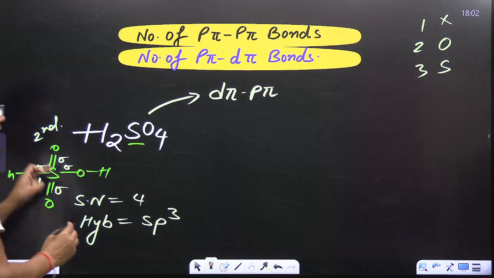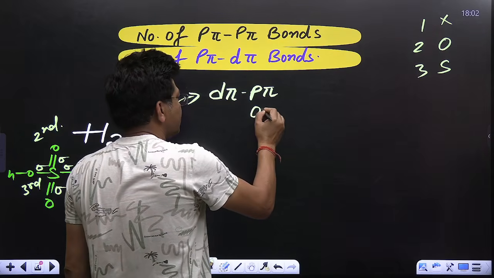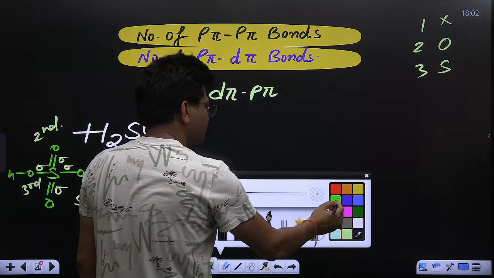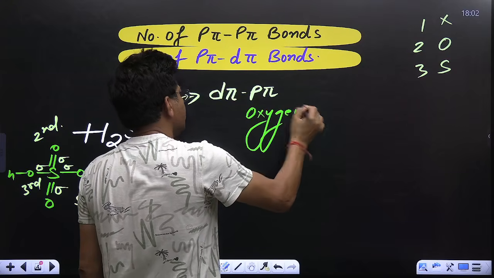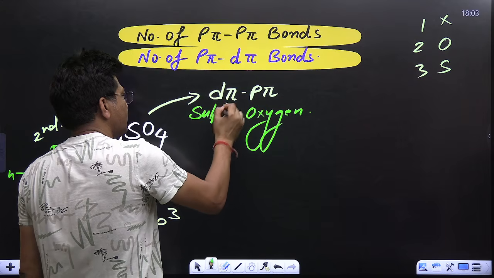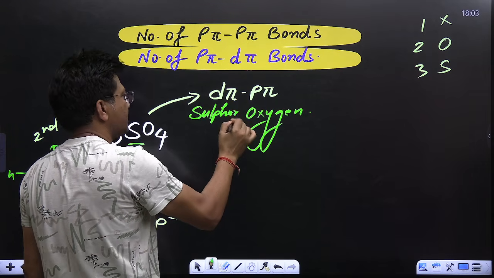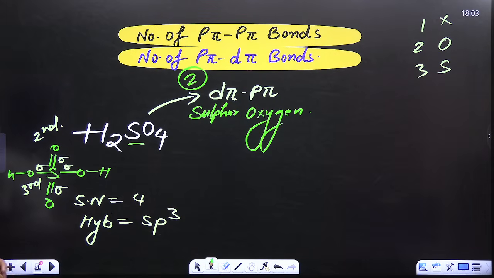So we will say there are two d pi p pi. The p pi is coming from oxygen, and the d pi is coming from sulfur. And how many types? These are the numbers, this is the type, and these are 2 in number. I hope that is clear.